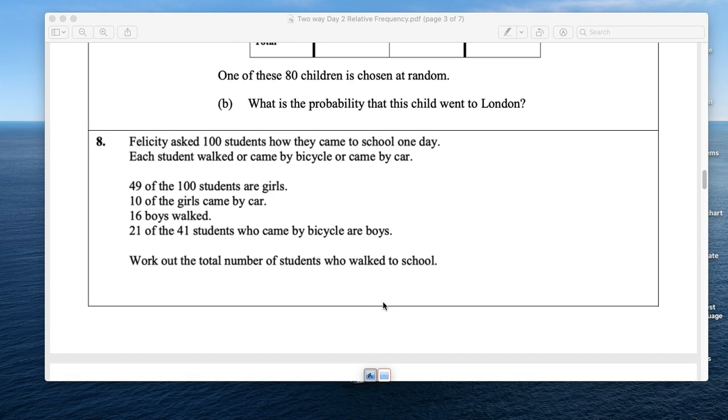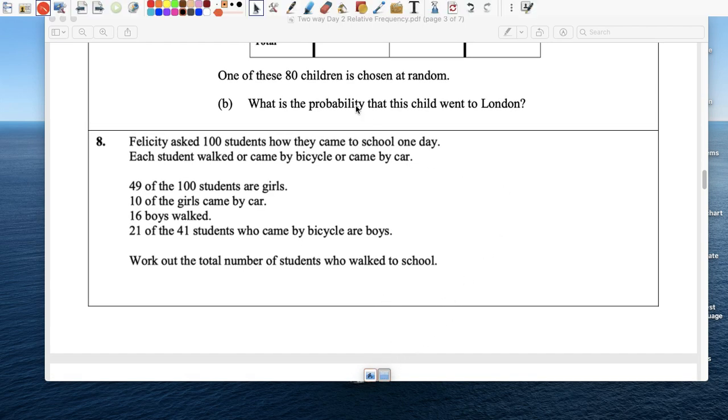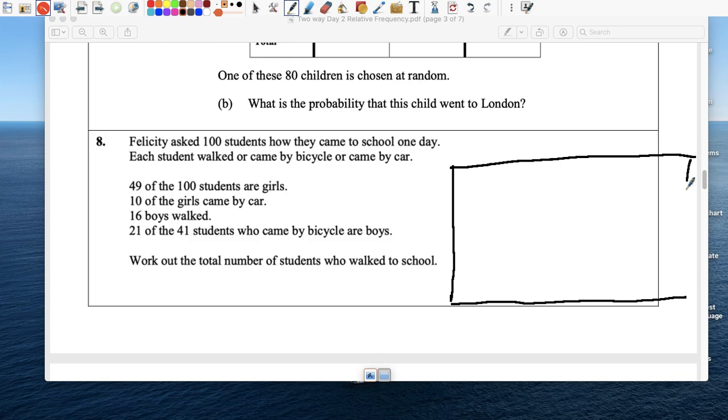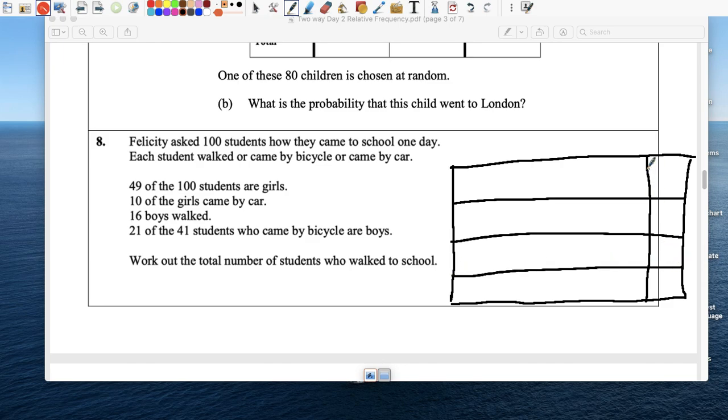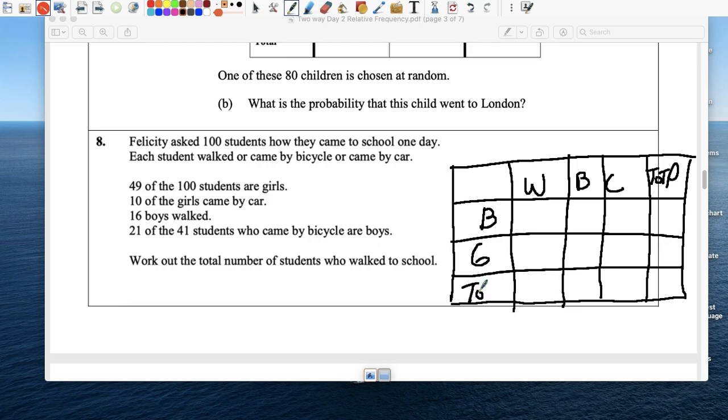This one you had to create a table. Okay, and I'll create one as best I can. We had walk, bicycle, car, and that's gonna be my total column. So always do your total column. And we had what? Walk, bicycle, and car. We had boys and girls. And let me write total over here. Now I'm ready to fill this in.